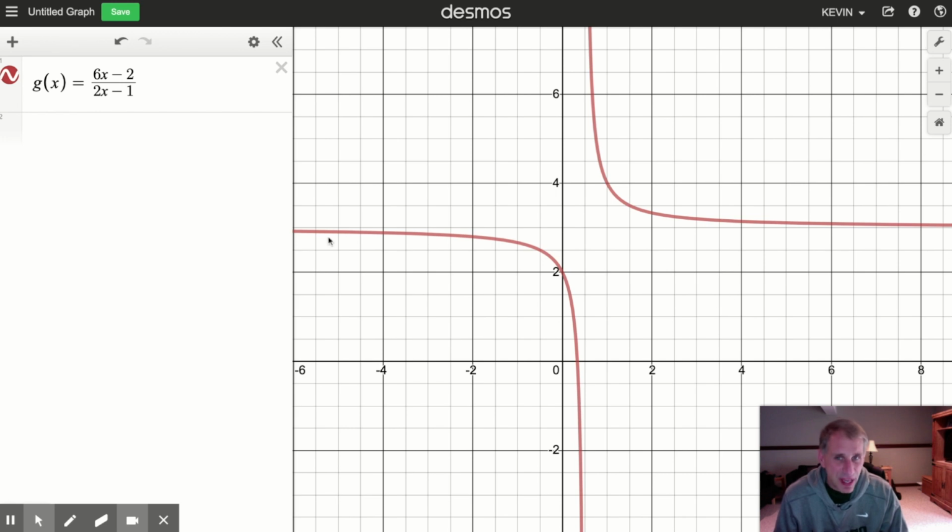Okay, so that's a way to logically think through it, and we're going to see how to apply algebra and the different limit laws next.